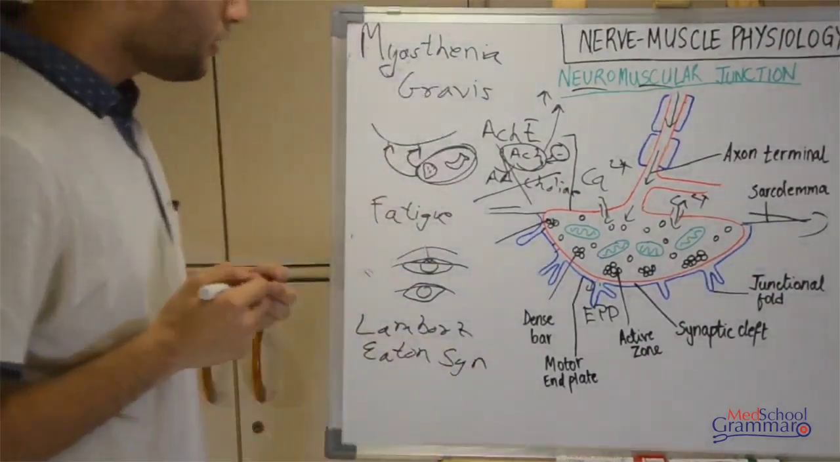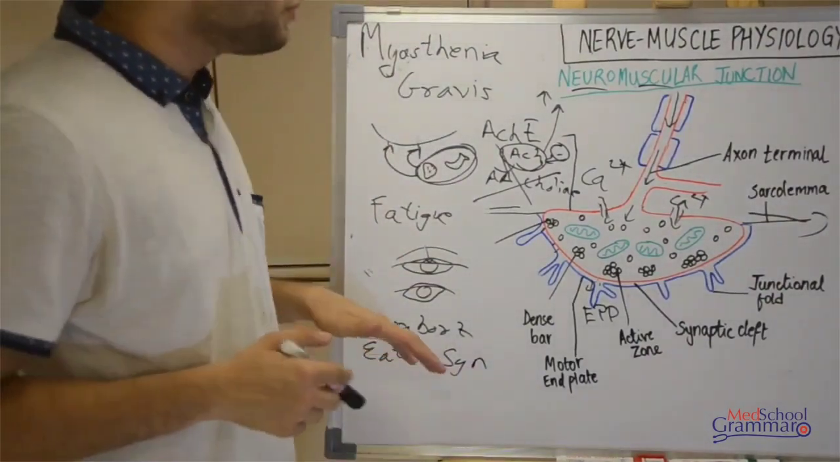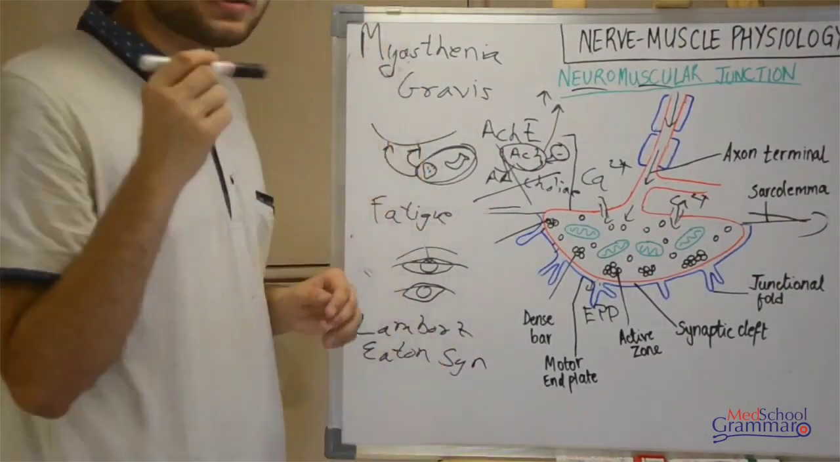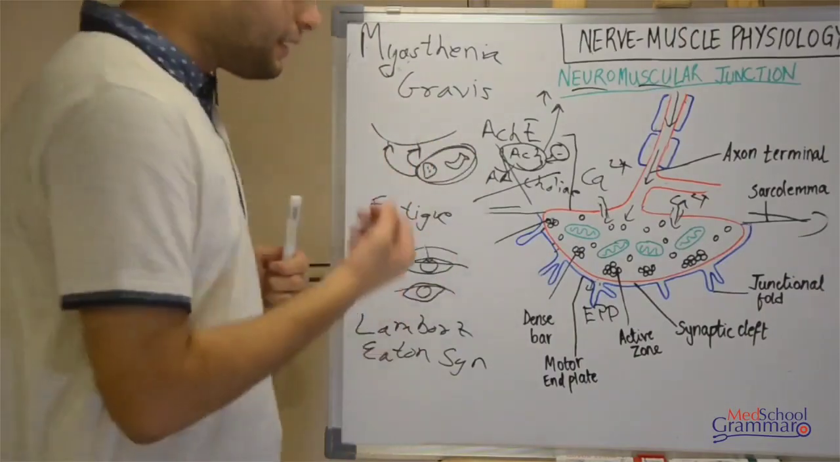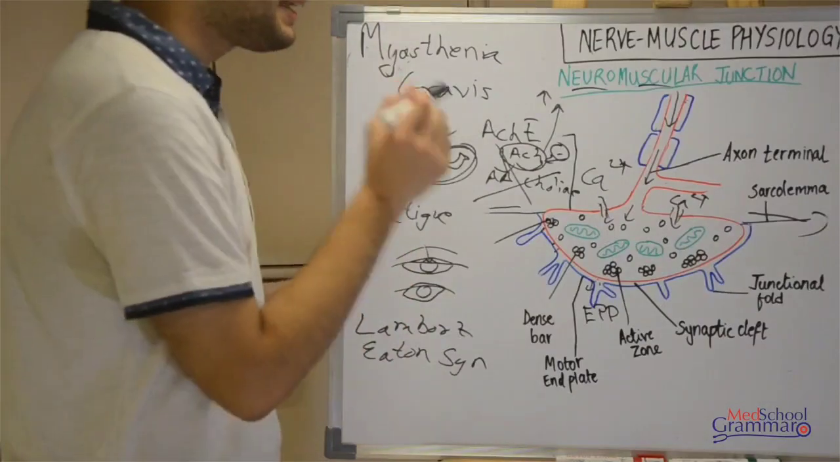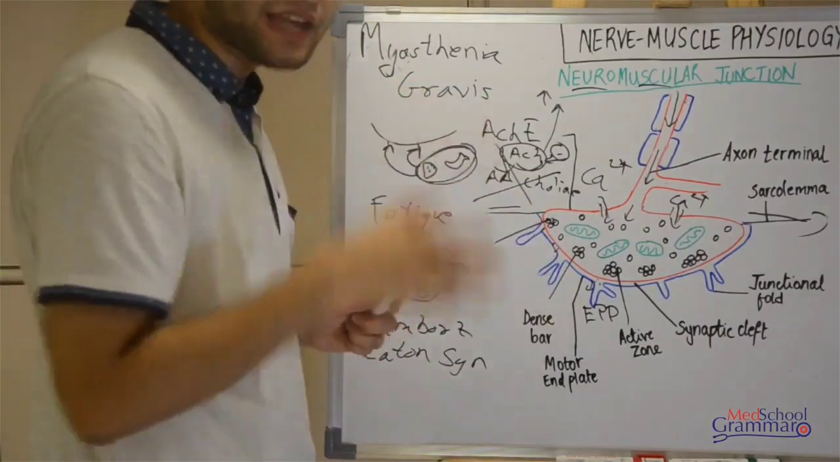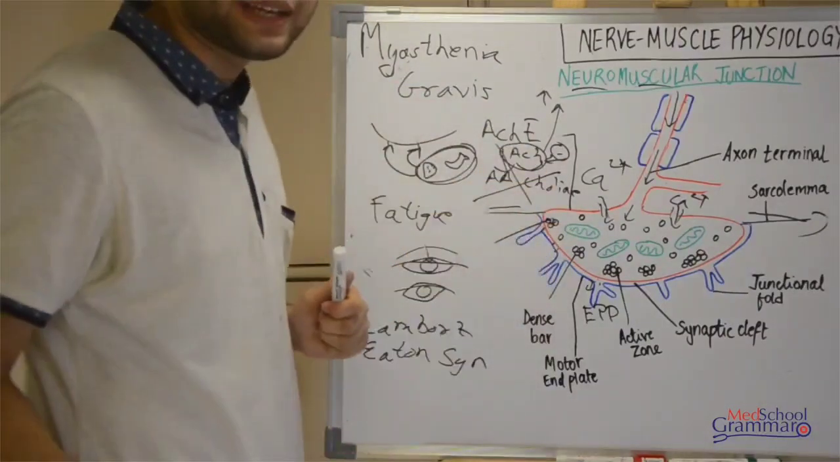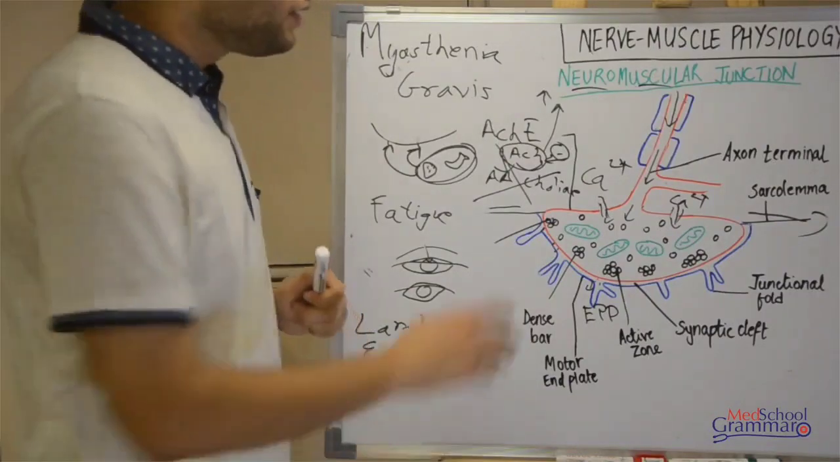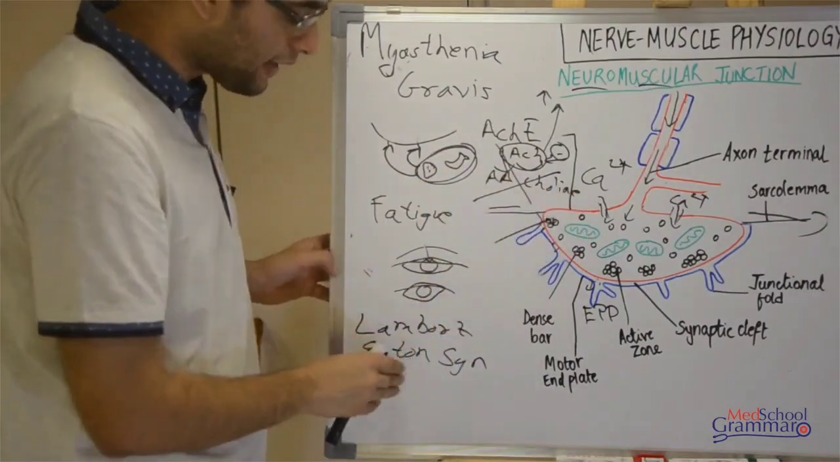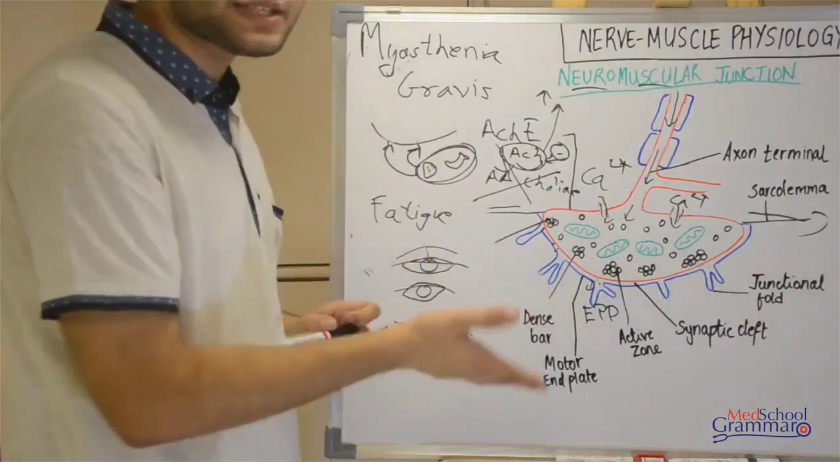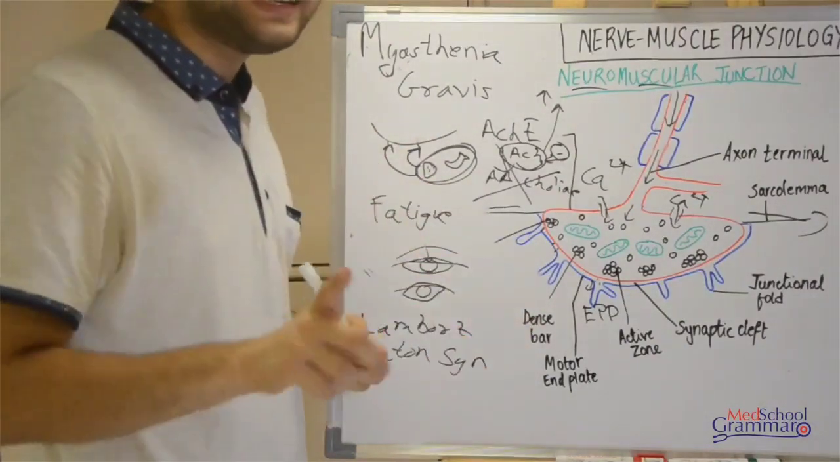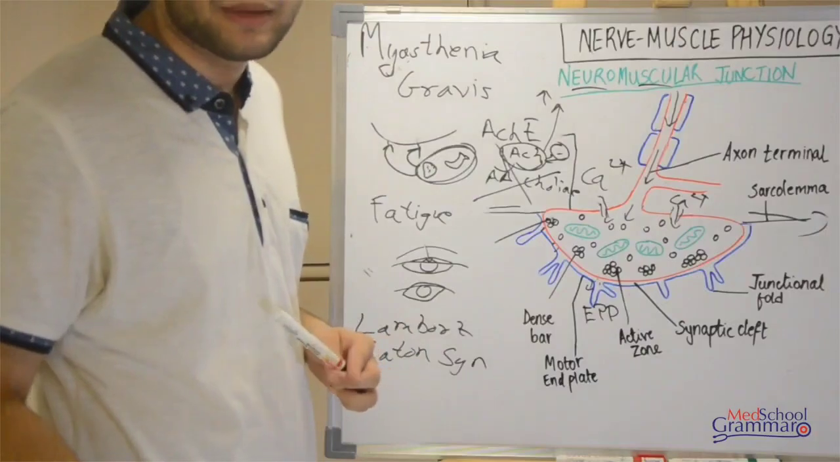What happens in Lambert-Eaton syndrome? Like in myasthenia gravis, the number of acetylcholine receptors were decreasing. In Lambert-Eaton syndrome, the calcium channels present in the synaptic knob decrease. So this is the main thing that occurs in Lambert-Eaton syndrome. The rest of the symptoms are much more similar, except one distinguishing feature between both of them.